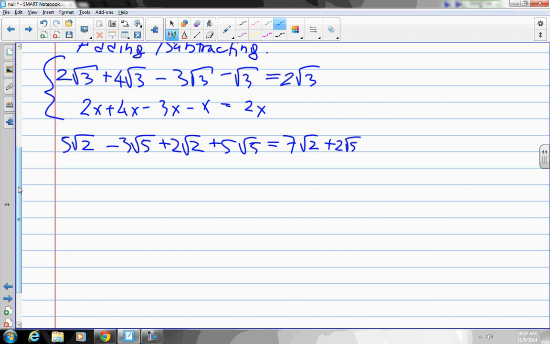There's nothing else you can do with that expression. That is your answer. We cannot add square roots of different radicals. Just like with x squared and x cubed, we cannot combine them. Or x squared and y squared, we cannot combine them. Is that okay? All right. How about this one?